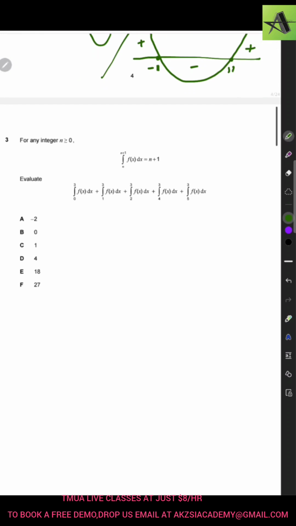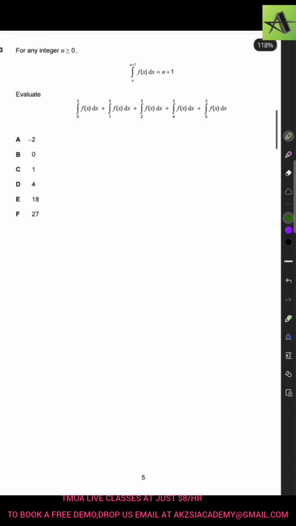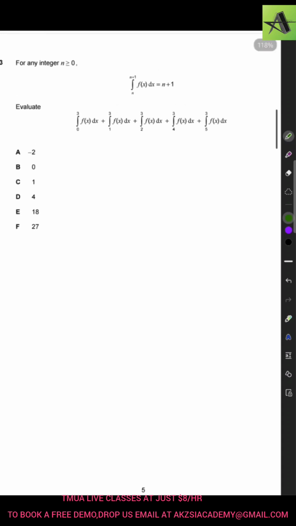Moving on to question number 3. For any integer n greater than or equal to 0, the integral of f of x from n to n plus 1 dx is equal to n plus 1. Then evaluate the integral of f of x from 0 to 3 plus the integral from 1 to 3, then from 2 to 3, then from 4 to 3, then 5 to 3. The limits are given, and add them all up. That will give you the answer.